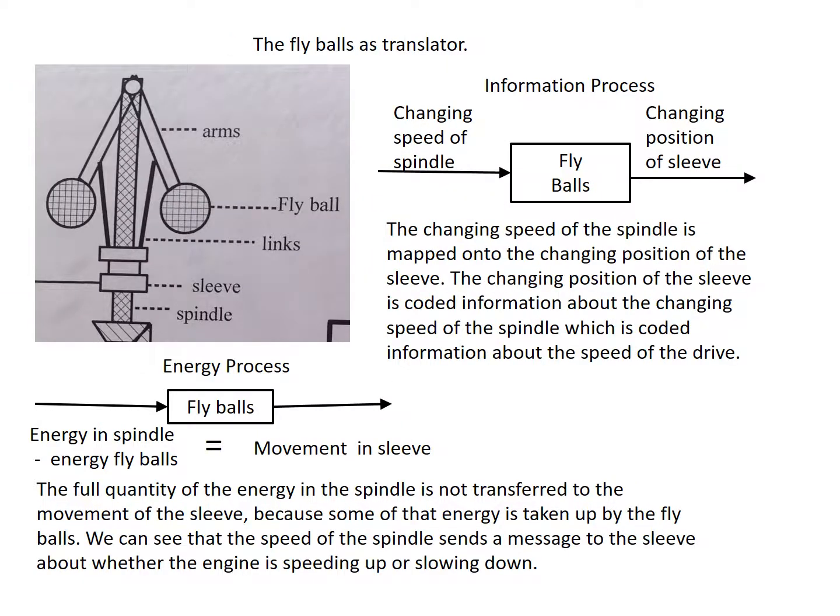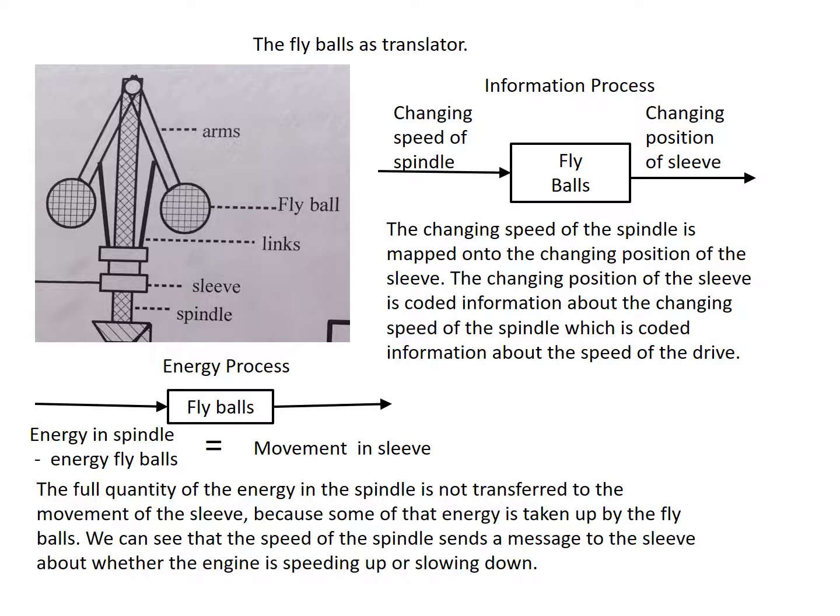The flyball's a translator. Looking at it as an information process, the changing speed of the spindle is translated by the flyballs into a changing position of the sleeve. The changing speed of the spindle is mapped onto the changing position of the sleeve, and the changing position of the sleeve is coded information about the changing speed of the spindle, which is coded information about the speed of the drive.